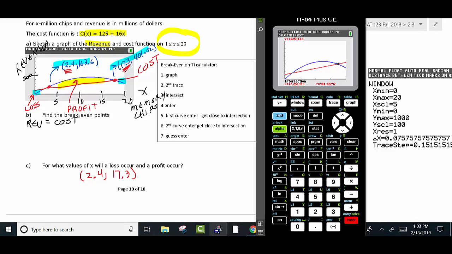Does that make sense to you? Okay, what's the formula for revenue? X times P. What's the formula for a vertex? Negative b over 2a. So you guys need to know that.